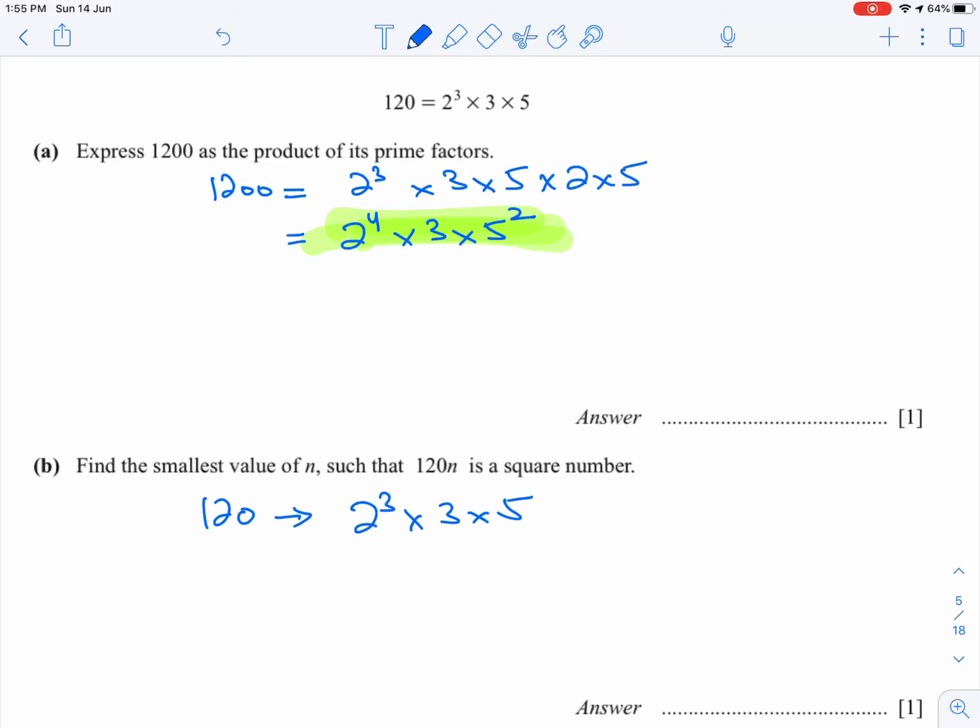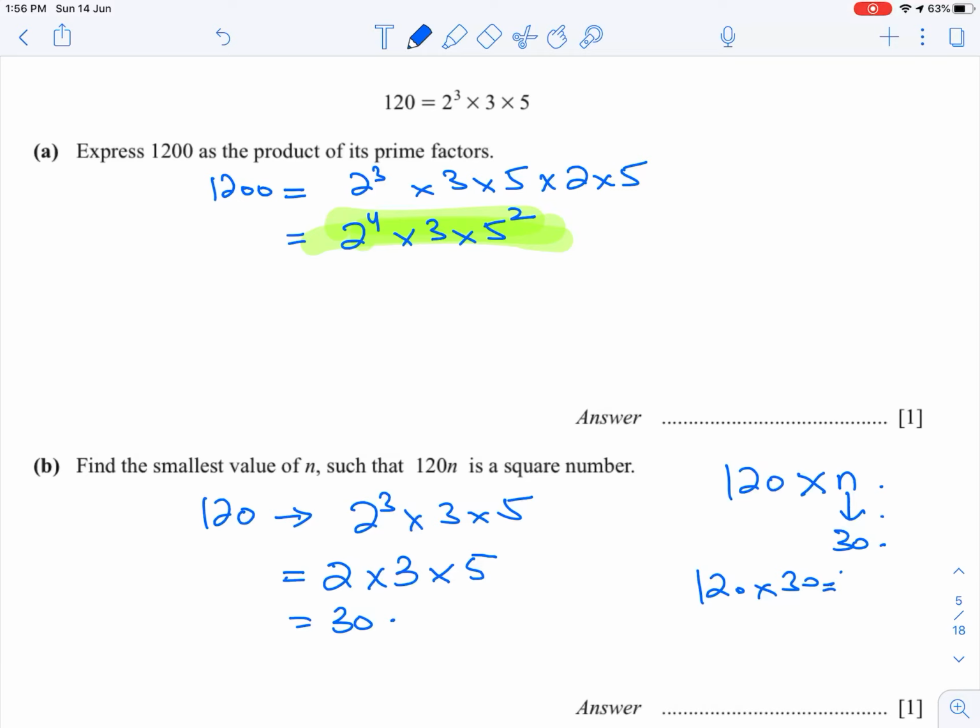Okay, so you need one more 2, one more 3 and one more 5, so that when you multiply this whole number with the prime factorization of 120, this whole number will become a square number. Let's multiply these 3 together and we will get 30. We can even check 120 times n. We are taking n to be 30. We will multiply 120 by 30. Is it giving us a square number, which is 3600? Yes, 3600 is a perfect square number.